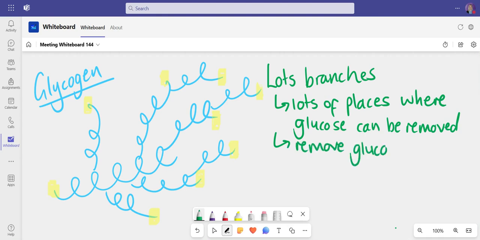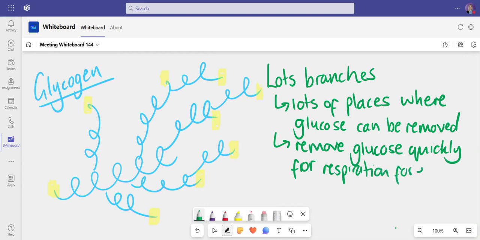Why do we want to remove glucose molecules? Well, glucose is used in respiration to get energy. So we can say for respiration, for energy. So be careful that we're not talking really about glycogen storing energy. It does store energy, but be careful in your language in that really it stores glucose, and the glucose can be used in respiration to release energy. It's actually storing glucose. So having the branches is a benefit because it has lots of ends, so we can remove glucose really quickly in order to use it in respiration to get energy really efficiently.